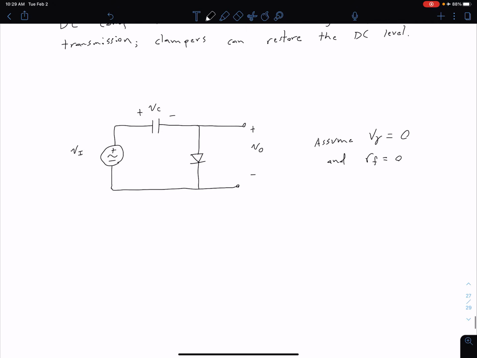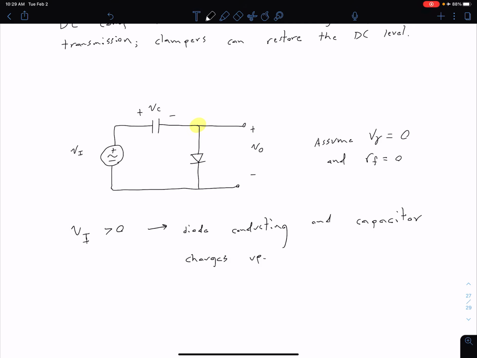So let's consider the case of the input voltage greater than 0. Again, this is a sinusoidal input. When it's greater than 0, if our cut-in voltage is 0, we have a positive voltage up here relative to this terminal, so our diode is going to be on. Our diode is conducting, and if our diode is conducting, that means we are allowing current to flow through this loop, which means that our capacitor is going to be charging up.